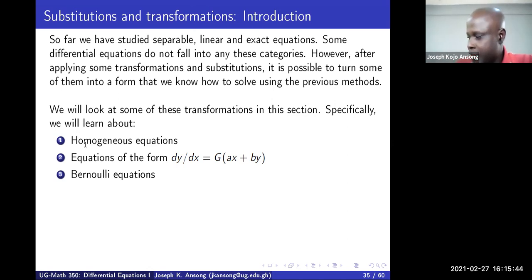So we'll look at equations known as homogeneous equations. We'll look at equations of the form dy/dx is equal to g(ax + by), that is g as a function of this. And then we'll look at Bernoulli equations, okay? So that is the plan for this lecture, for this video.